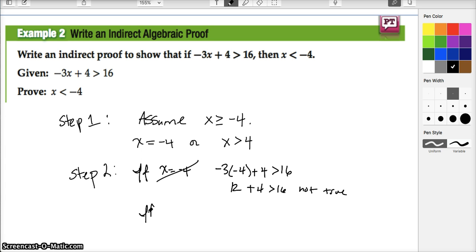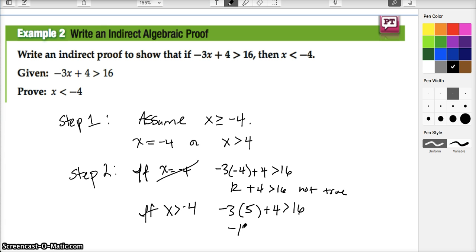Okay, then if x is greater than negative 4, we can choose numbers that are greater than negative 4 to plug into our inequality and see if it works. Let's say, I don't know, 5. Let's just do 5. 5 is greater than negative 4, right? So we're considering x greater than negative 4, and I just chose 5 kind of at random.